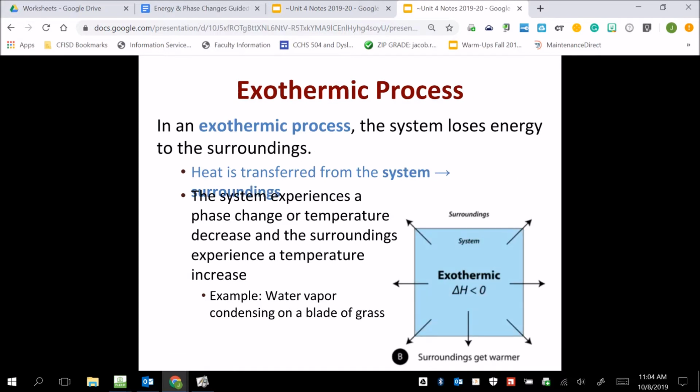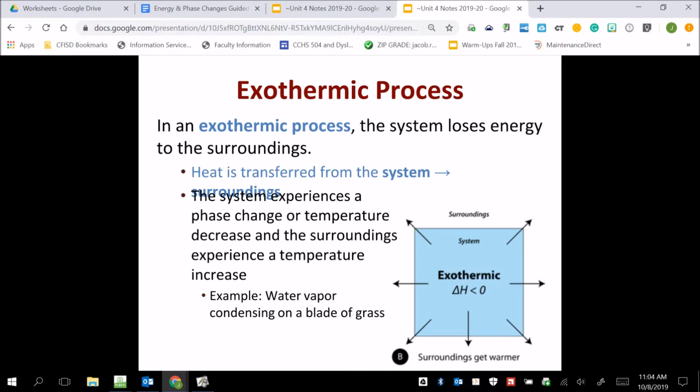And then the opposite of that is exothermic. Exo meaning out, and again, heat. So that's how you break the word down. The system loses energy to the surroundings. So the surroundings are actually getting warmer. The system is getting colder in temperature. It's losing energy. Again, that could be a phase change, a temperature decrease, and the surroundings are experiencing a temperature increase.